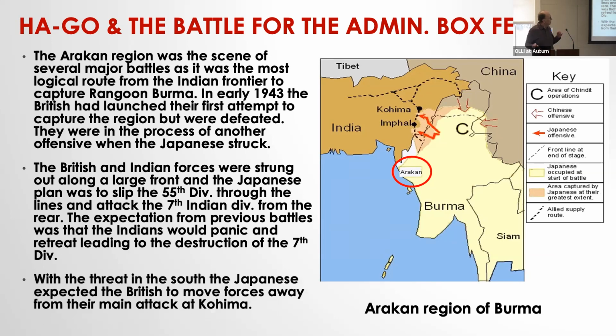Well, really what happens is the threat of the Japanese in the south was expected to make the British move forces away from their attack at Kohima. So simply, by attacking in Arakan with this 55th Division, they assume that when the 7th Indian Division breaks, the British will be forced to bring massive amounts of troops in to plug this gap, and that will reduce the amount of forces that will be up in the north at Kohima and Imphal, and that will aid their ability for their main attack to be a breakthrough. Again, this is a diversionary attack.